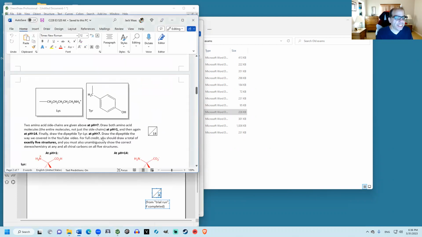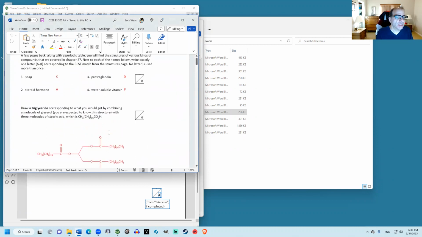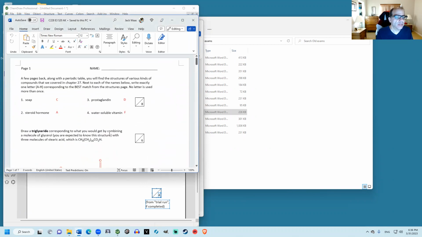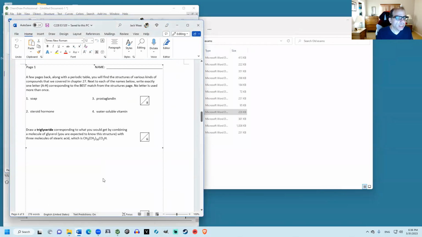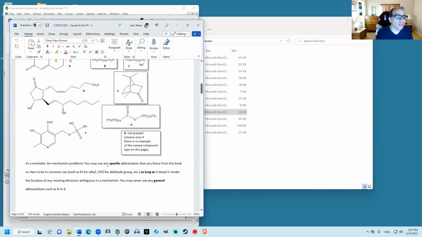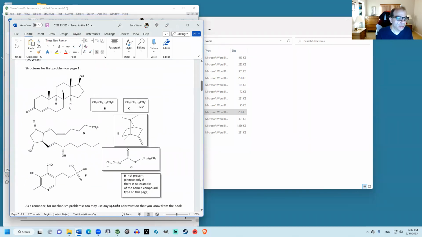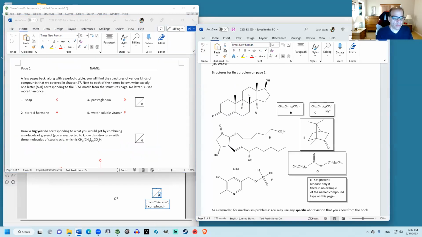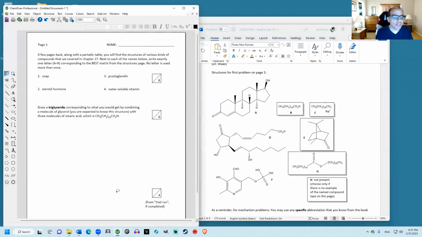So let's take a look at the, oh, this is the answer key. I don't want the answer key. I want the regular exam, which has the structures. So the first question was for soap. And in class, we said that a soap is a sodium or potassium carboxylate of a long chain fatty acid.